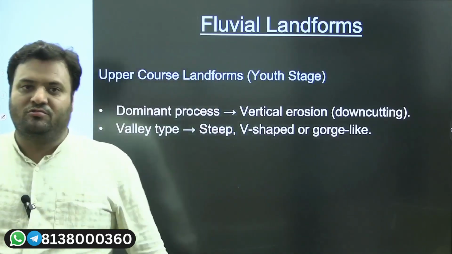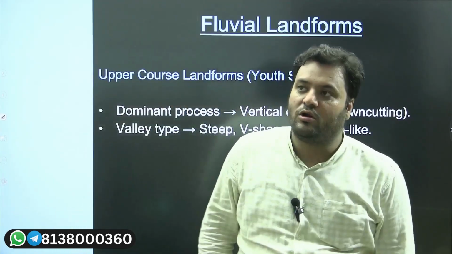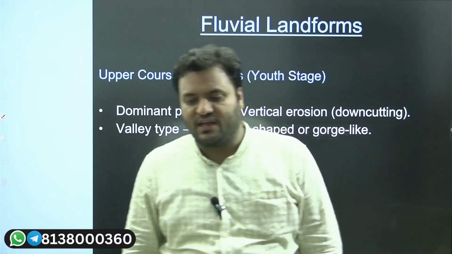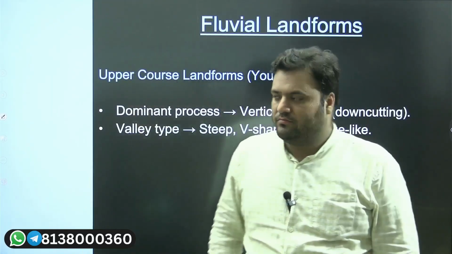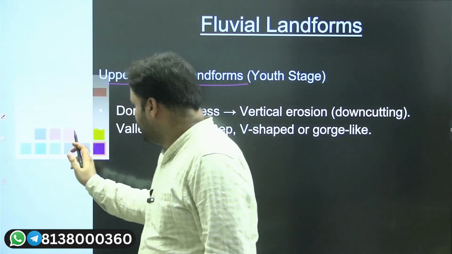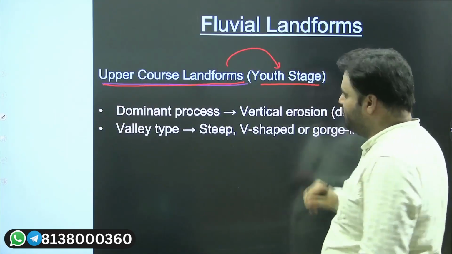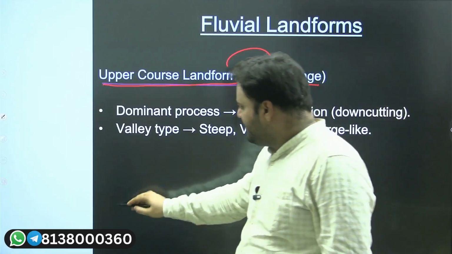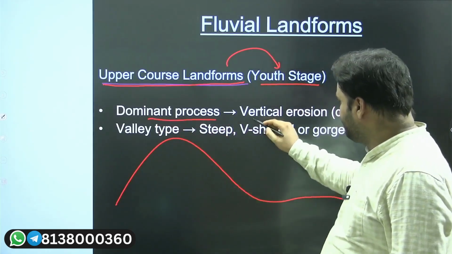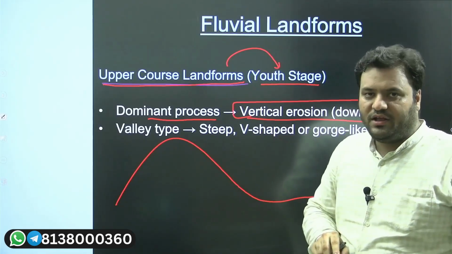See, what you have to do, you have to remember the term and link what could be the feature of that specific slope in which it is oriented. Let's see the upper course of river, which is termed as the youthful stage. When there is a youthful stage of river, we will have what? Dominant process, more vertical down cutting. More vertical down cutting will be there.